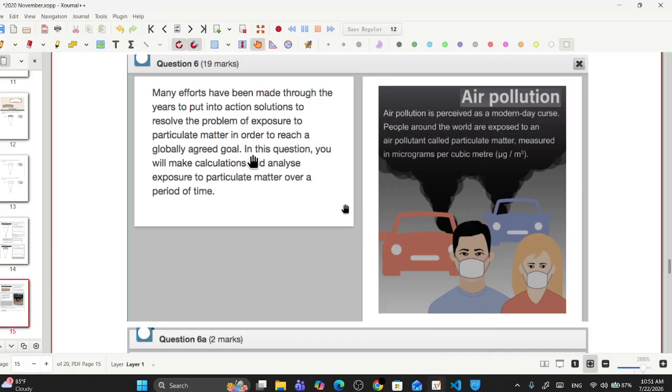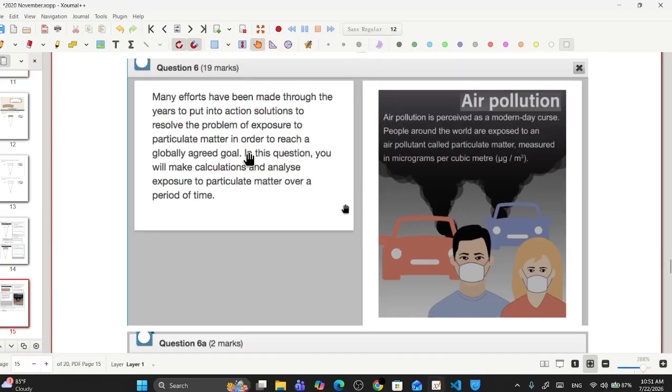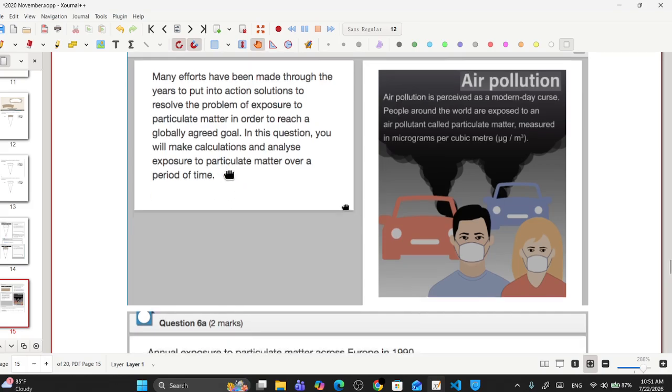So at least let's solve question number 6 for now. Many efforts have been made through the years to put into action. Okay, once again, I tell most of my students if there are no numericals given in it, you don't have to read each and everything.